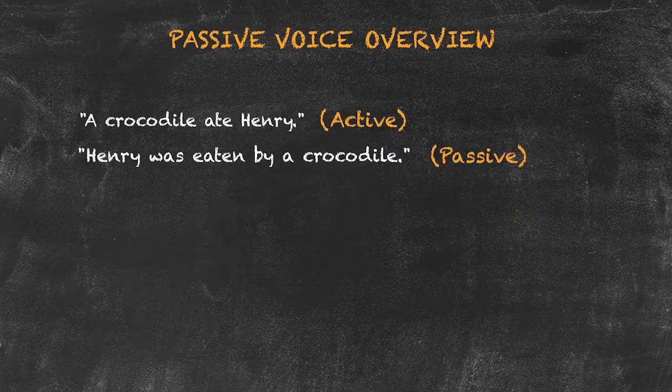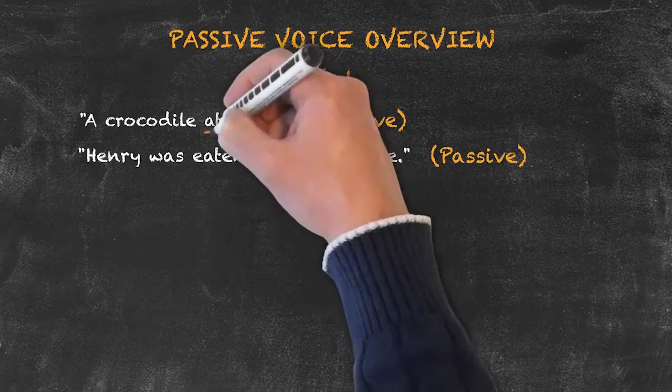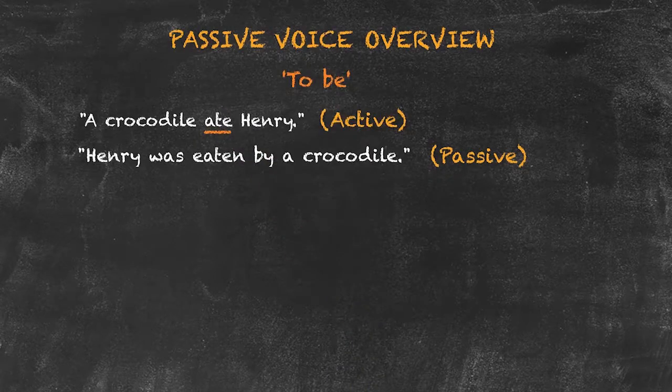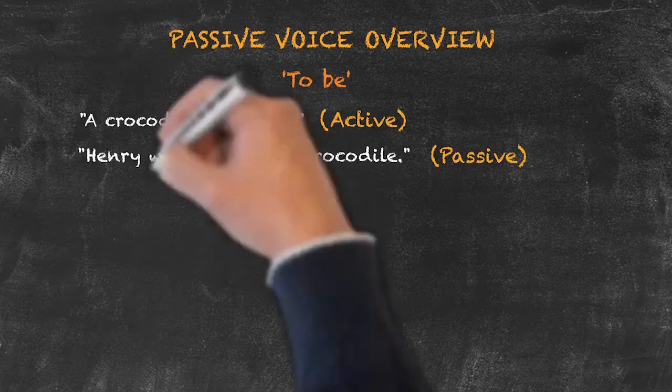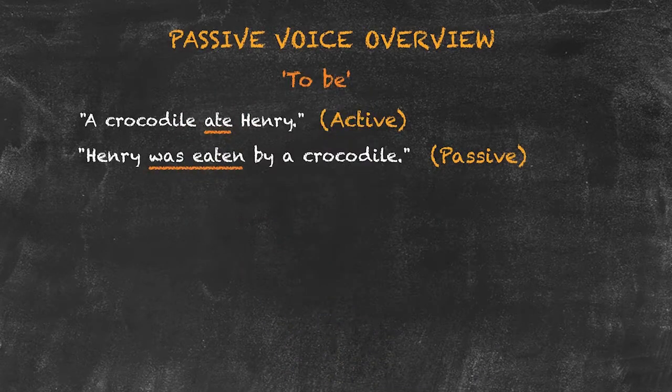The main problem for students using the passive voice is to put the verb to be into the correct tense. Our example, "a crocodile ate Henry," is in the past simple tense. The verb be in the passive voice sentence has to match that tense. So in the past simple, the verb be is "was" or "were." Henry was eaten by a crocodile.